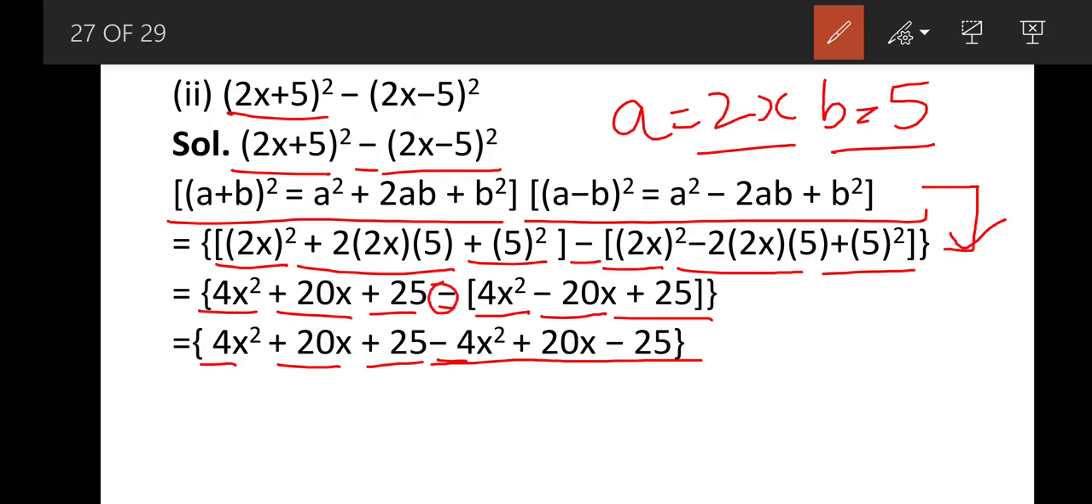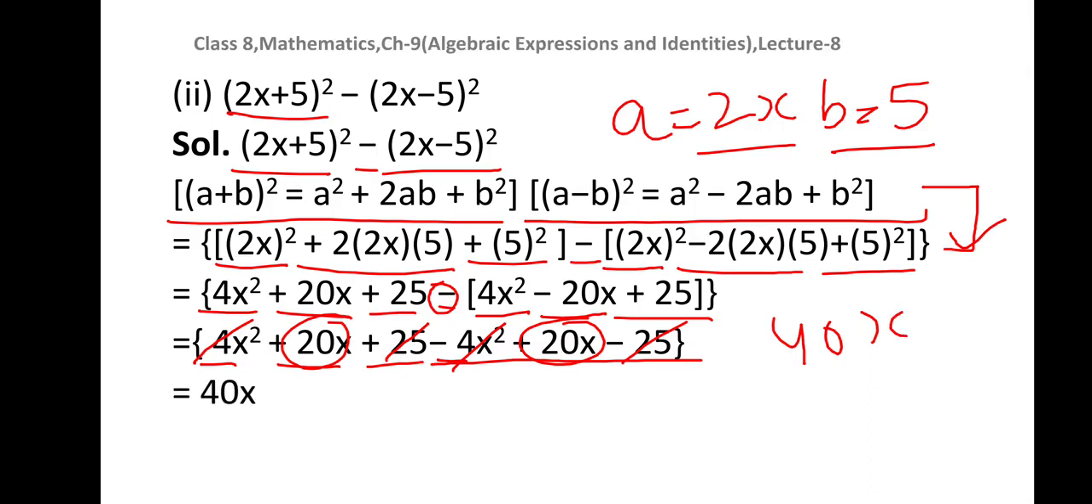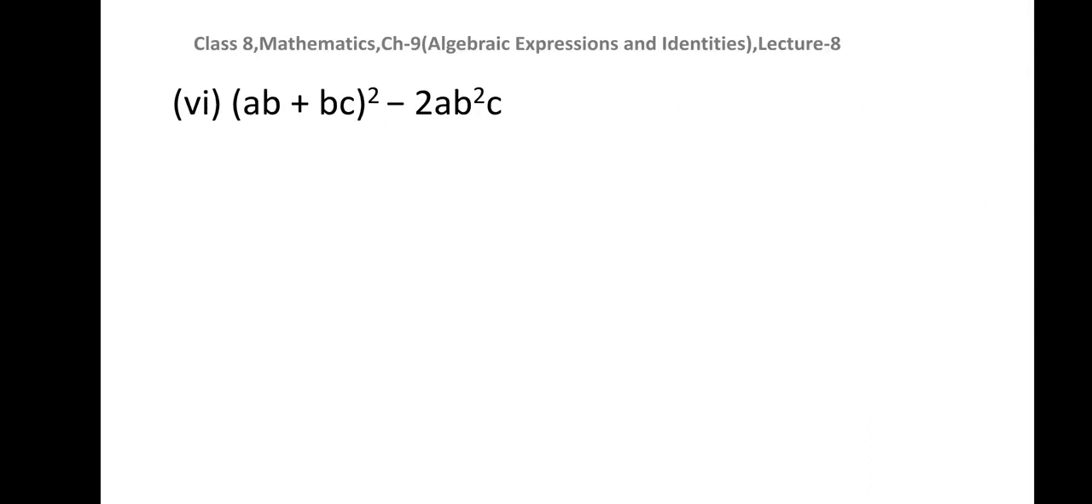And you are supposed to solve the like terms now. These two are like terms, but one is of positive sign and one is of negative sign, so they get cancelled out. 25 plus 25 minus 25, these two get cancelled out because one is positive and one is negative. So what is left? 20x plus 20x, total is 40x. So your answer is 40x. Simple as this. Now coming to the last part, that is the sixth part.